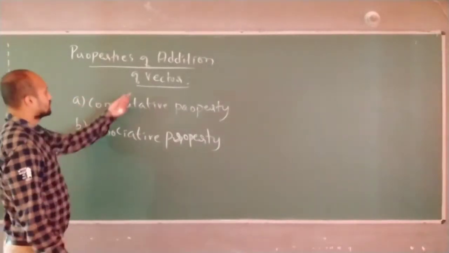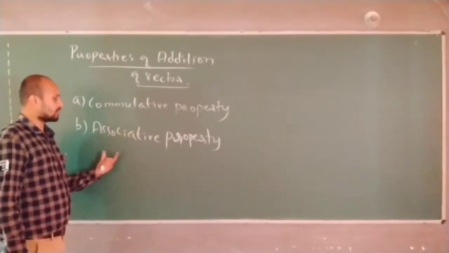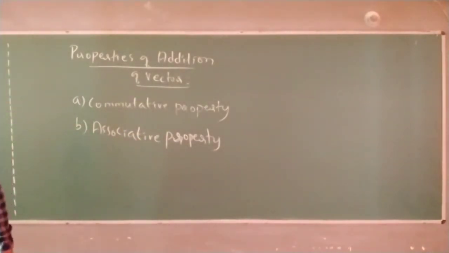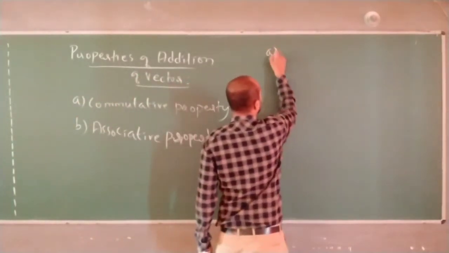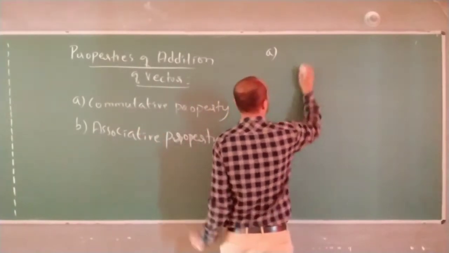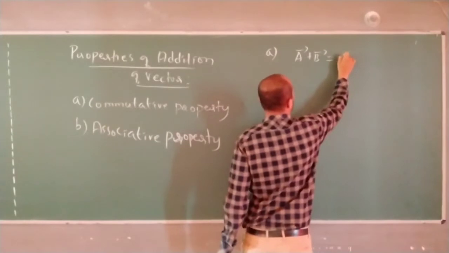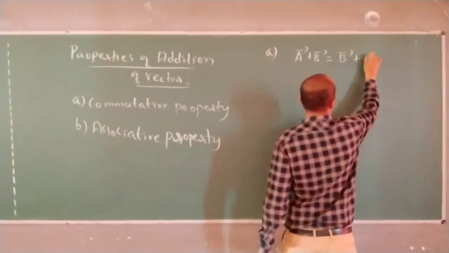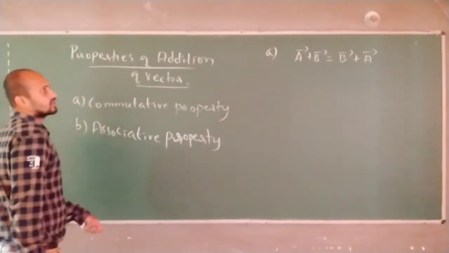Properties of addition of vector. There are two properties, commutative property and associative property. What is commutative property? Commutative property means vector A plus B will be equal to vector B plus vector A. This is commutative property.